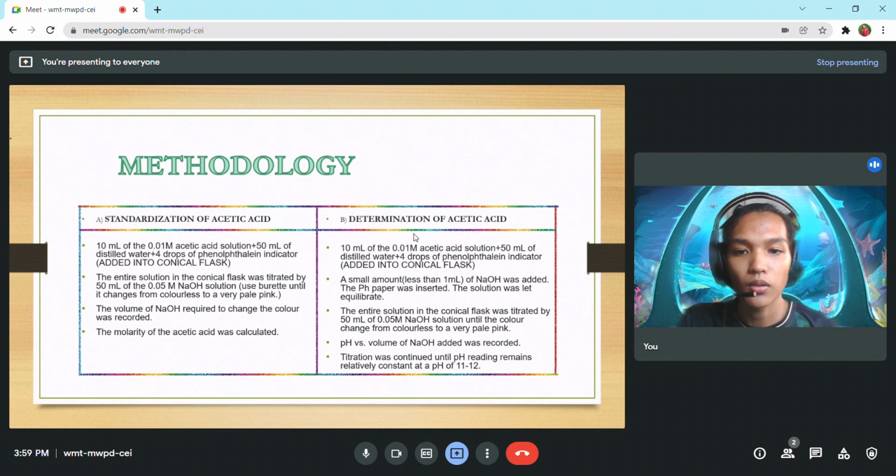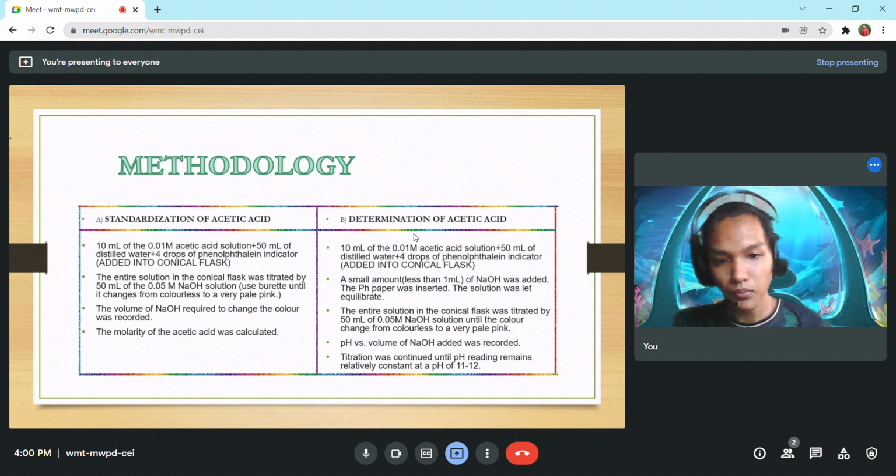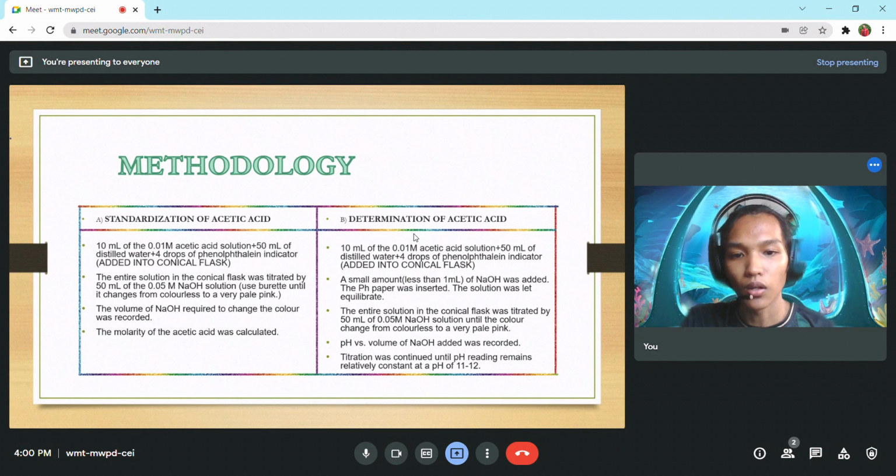For part B, determination of acetic acid. 10 milliliters of 0.01 mol acetic acid solution was added into a conical flask, followed by 50 milliliters of distilled water and 4 drops of phenolphthalein indicator. A small amount of sodium hydroxide was added. The pH paper was inserted. The solution was left to equilibrate.